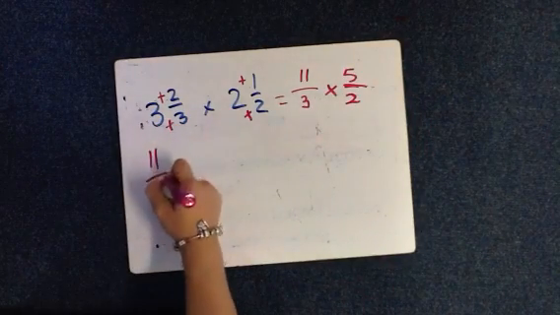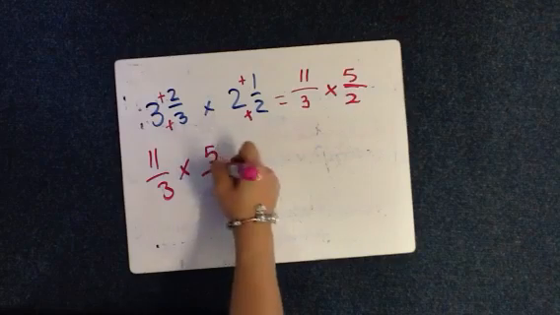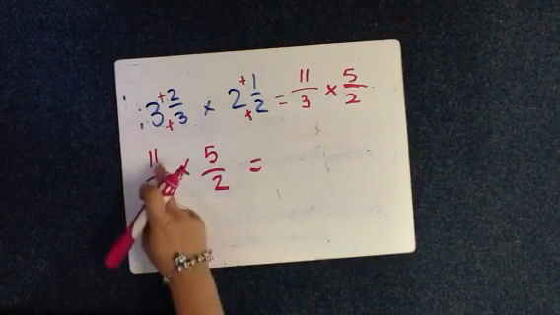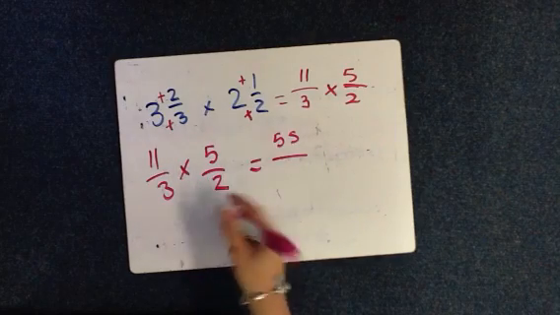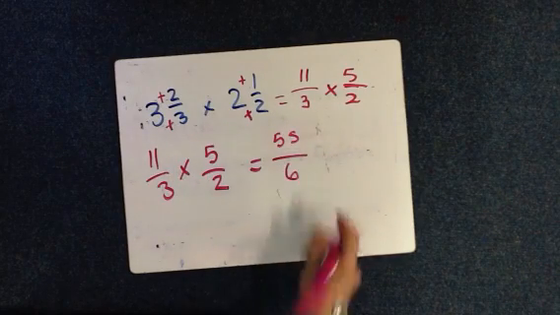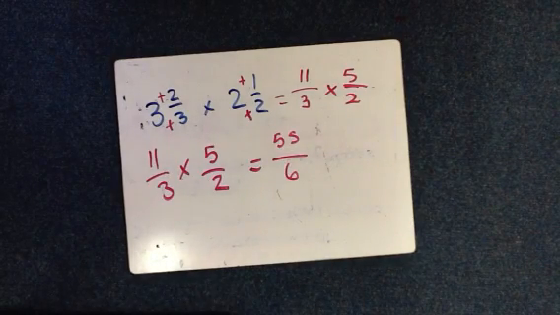Okay, so then we have 11 over 3 times 5 over 2. We just multiply them as normal. 11 times 5 is 55. 3 times 2 is 6. So our improper fraction is 55 over 6.